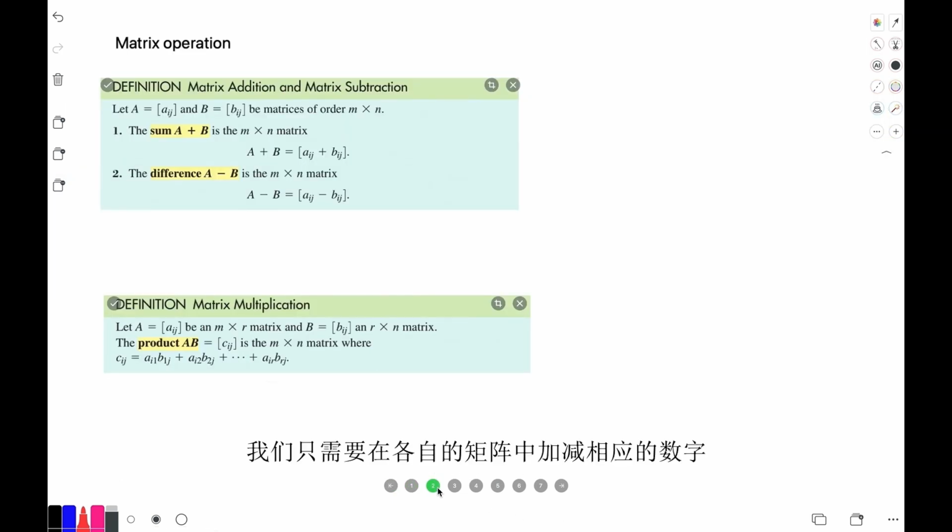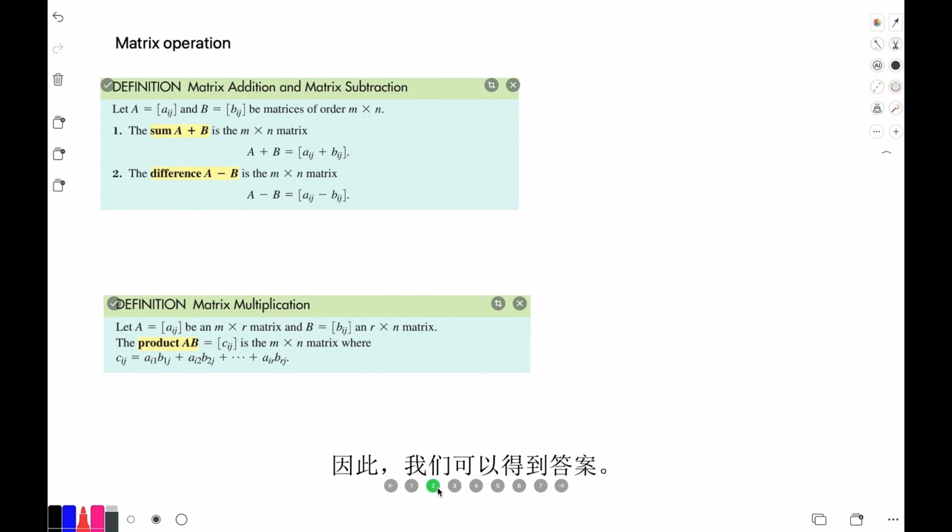We only need to add and subtract the corresponding numbers in the respective matrices. Therefore, we can get the answer. Then, we are looking at the definition of matrix multiplication. This only works for matrices that satisfy the requirement that A must be an m by r matrix and B must be an r by n matrix. Hence, we can multiply the two matrices. The product must be an m by n matrix.